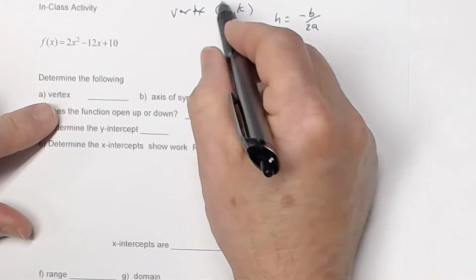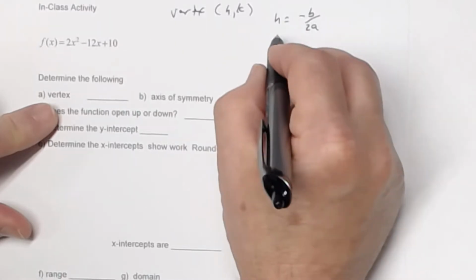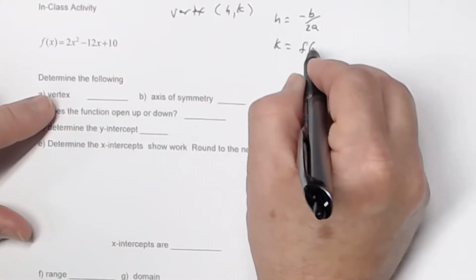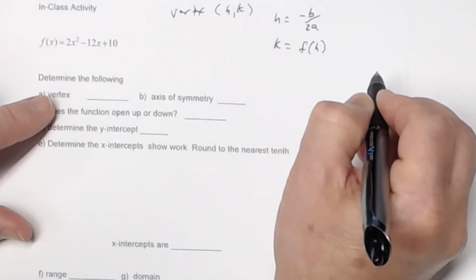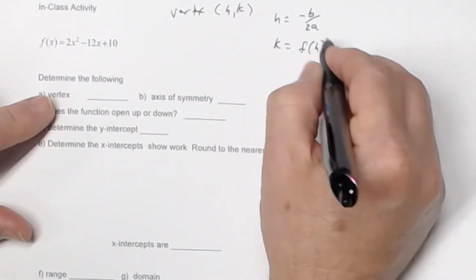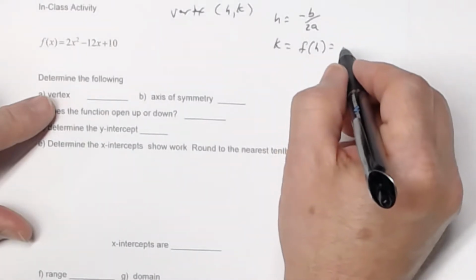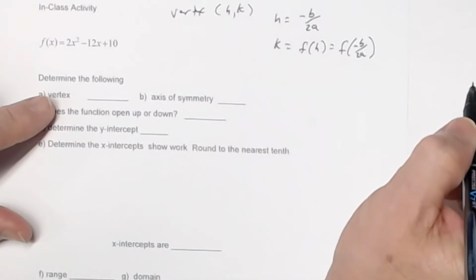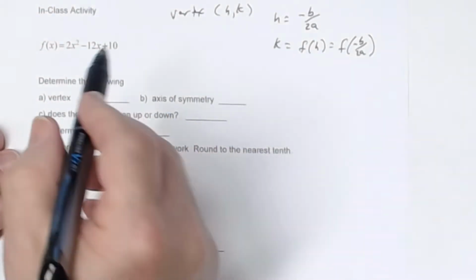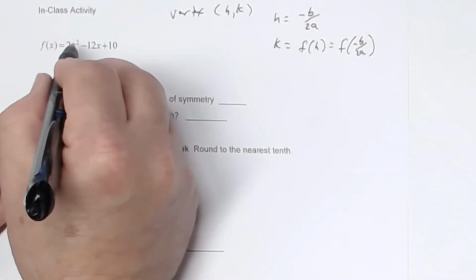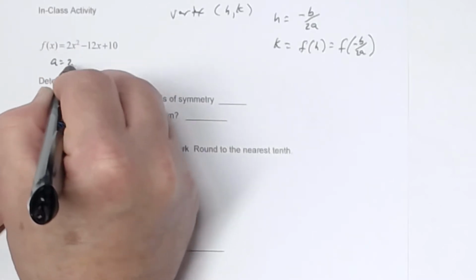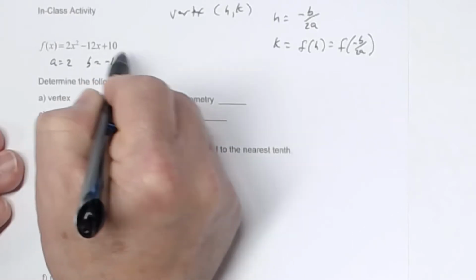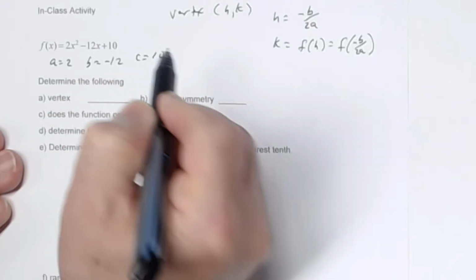Then once you find your x coordinate, to find k, you take h and substitute it back into your function. Some textbooks will write it as f of negative b divided by 2a. Okay, so here's how it works. You first have to determine a, b, and c. a is the coefficient of x squared, so that's 2. b is the coefficient of x, so that's negative 12. And c is your constant.